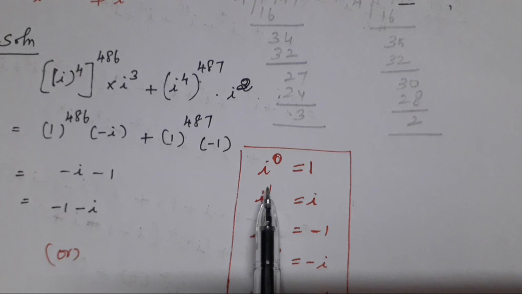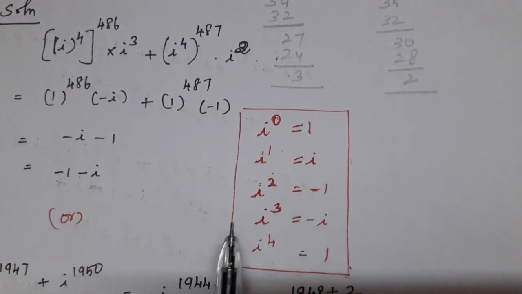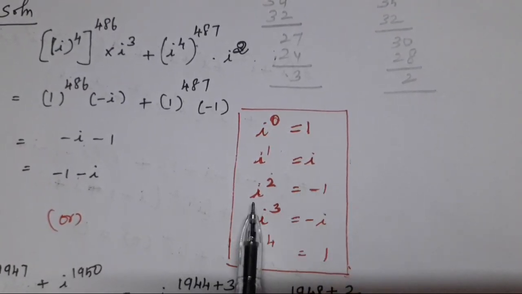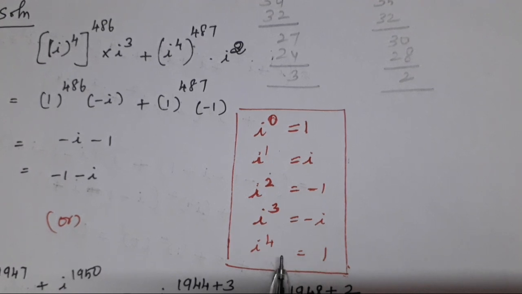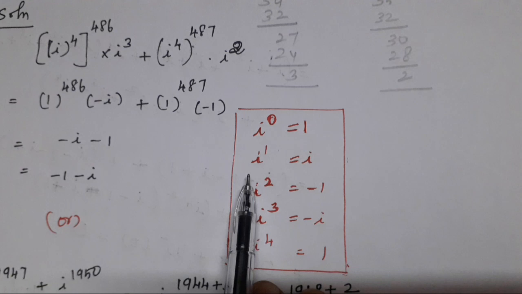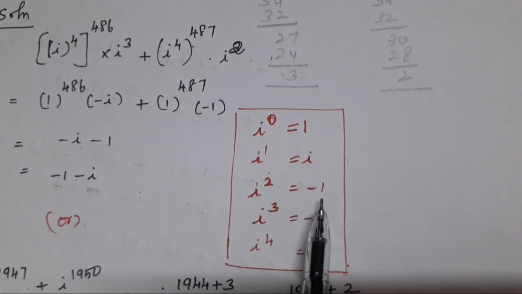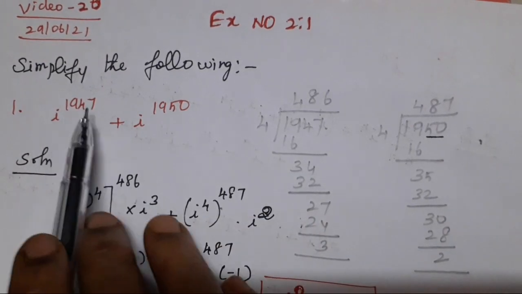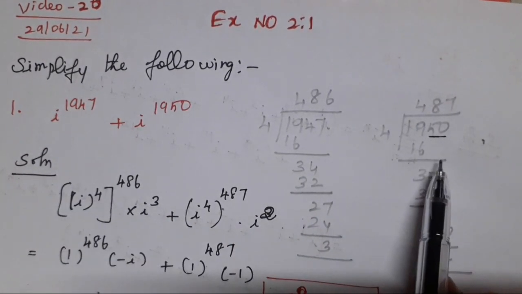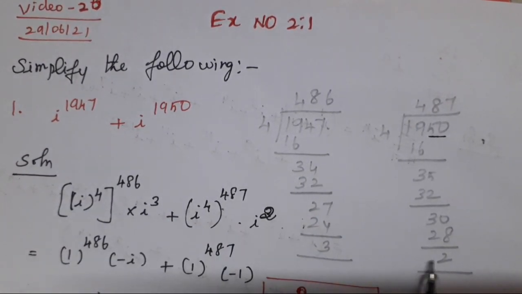Recall. i power 0 equal to 1, i power 1 equal to i, i square equal to minus 1, i cube equal to minus i, i power 4 equal to 1. So we want to make the power of i in terms of i power 4. So i power 0 is 1, i is i, i square is minus 1, i cube is minus i, i power 4 equals 1. So make the term become i power 4. So the given power is divided by 4. Write the remainder properly.